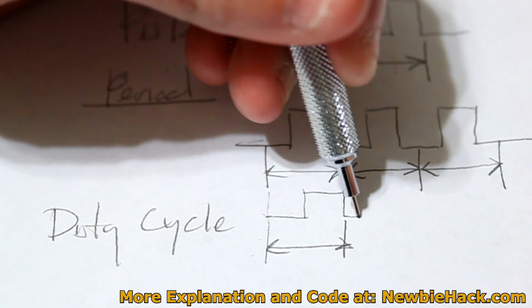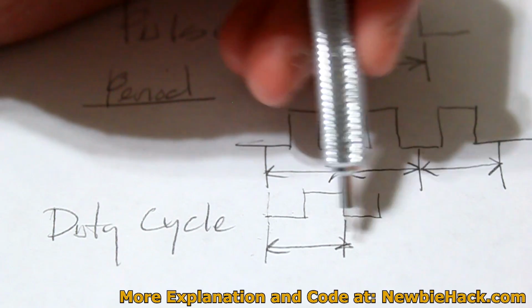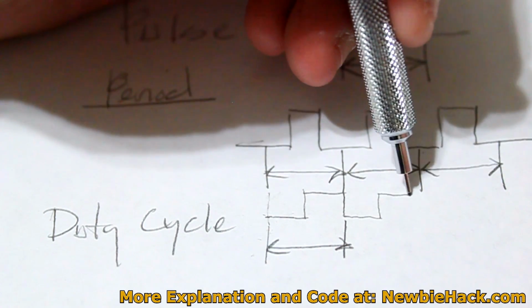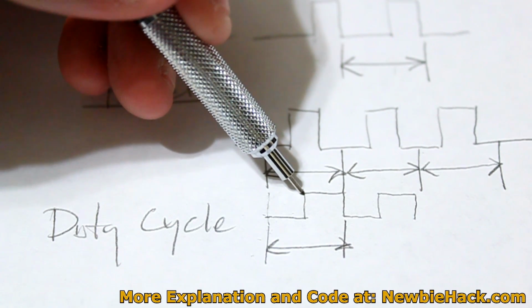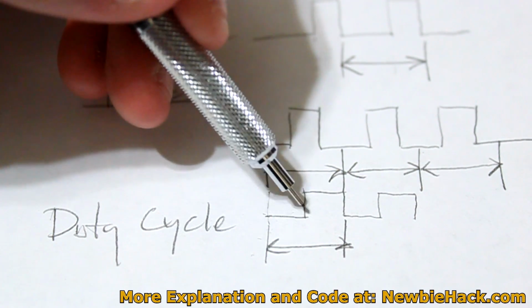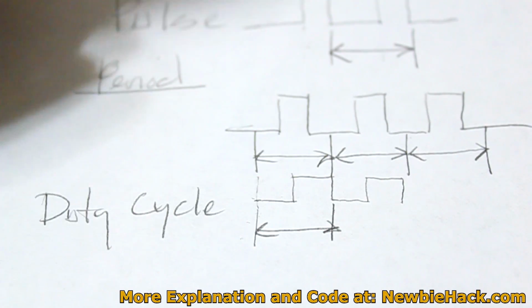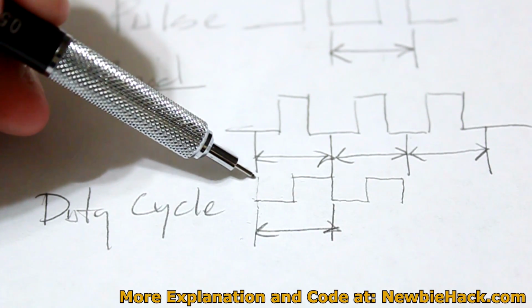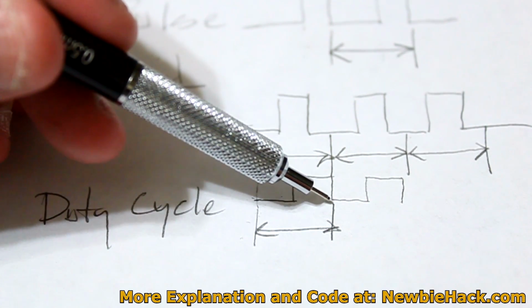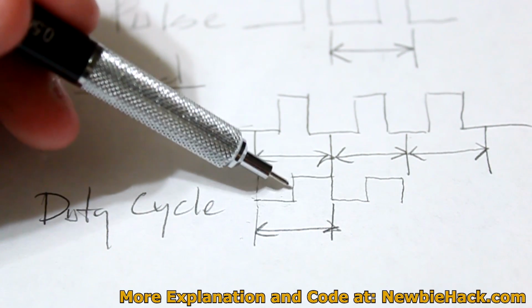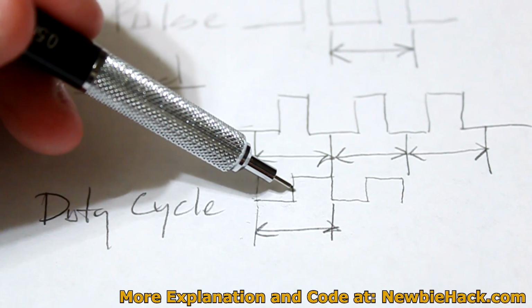And then it'll start all over again, and it'll come up to the middle of the second period, go across, and then come back down. And this would be a 50% duty cycle, because it's happening right in the middle of the period. And if we're talking about 5 volts to the top and 0 volts to the bottom, this pulse in this period would equal 2.5 volts.